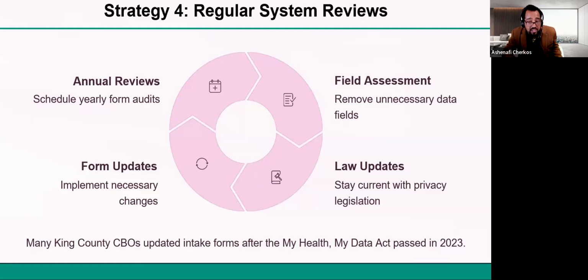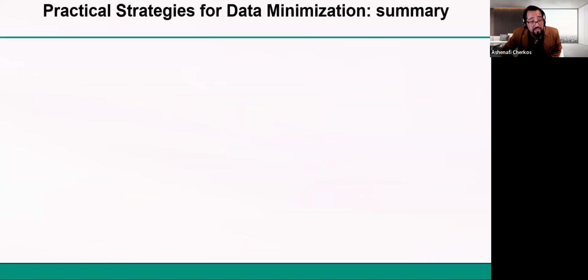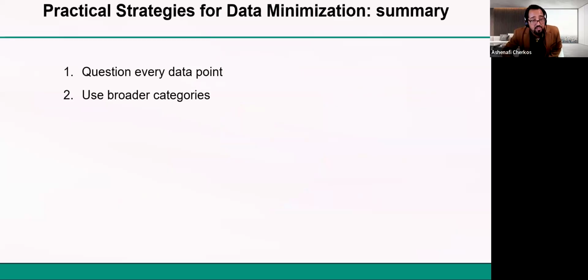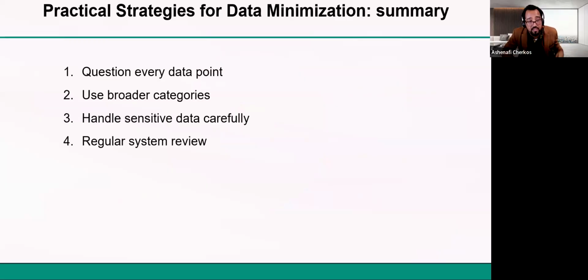Many King County organizations did this after the new law passed in 2023, and it's possible to do this. So if we are able to question every data point, use broader categories, handle sensitive data carefully, and conduct a regular system review, we will be able to maintain minimal data and ensure privacy.